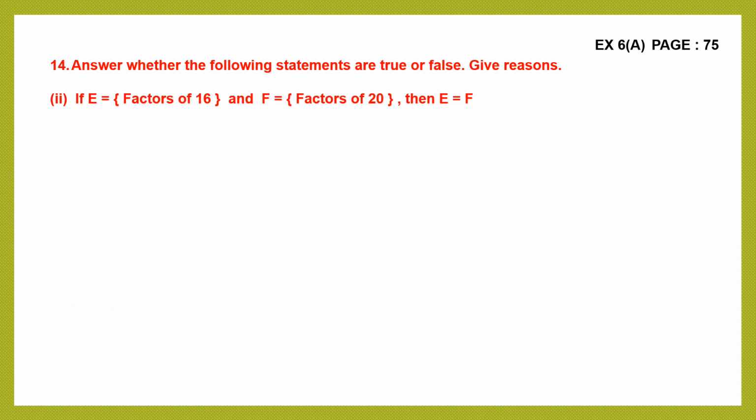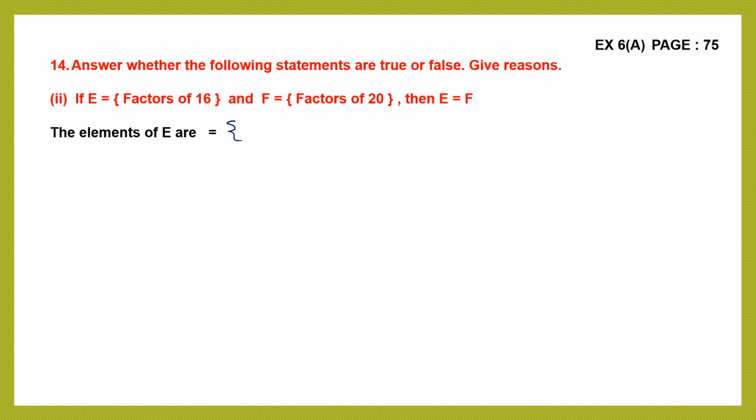Question 2. If E is the factors of 16 and F is the factors of 20, then E is equal to F. When do we call two sets equal? When they have the same elements. So let's find out the factors of 16. The factors of 16 are the elements of E, isn't it?